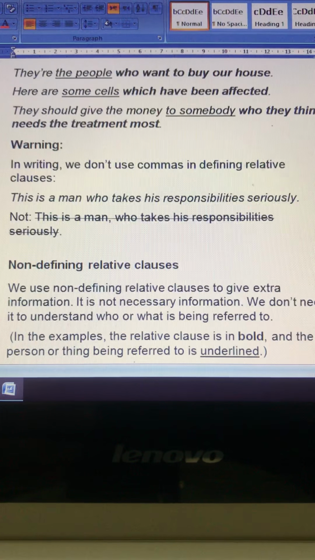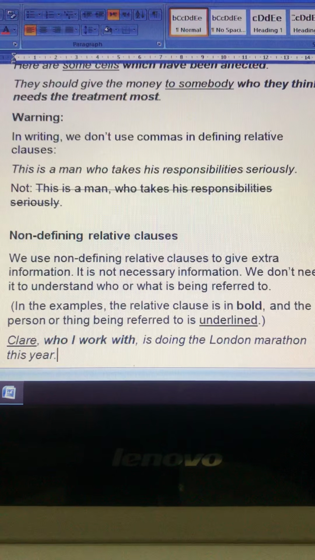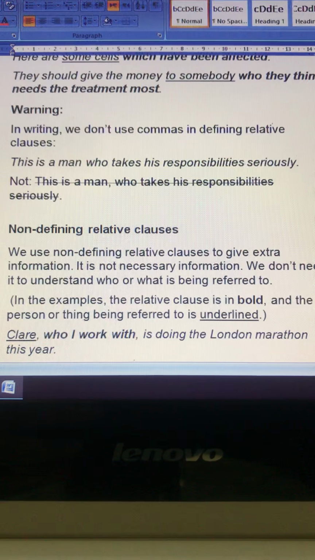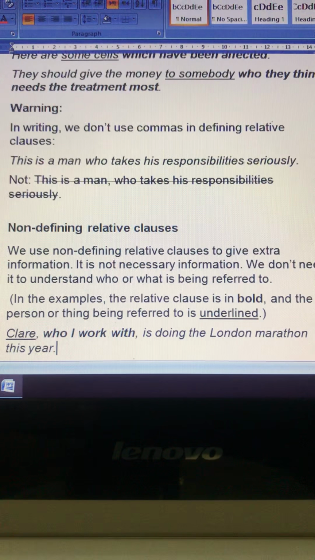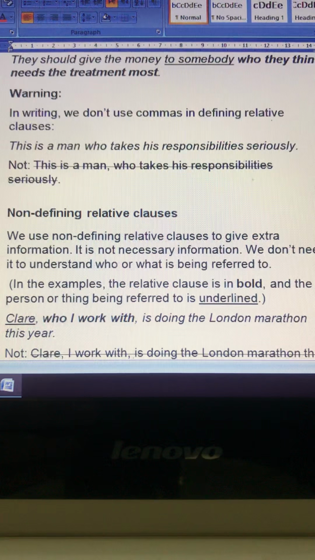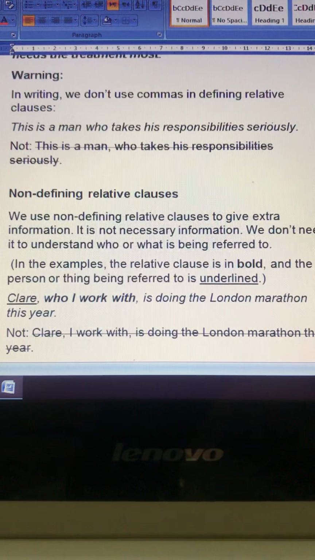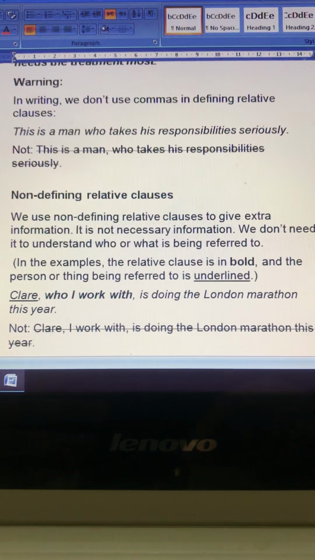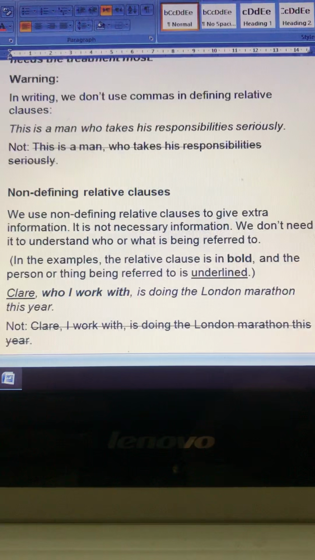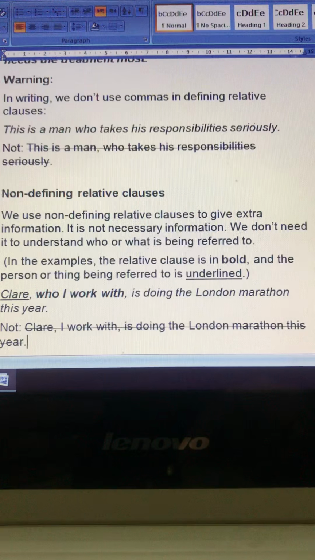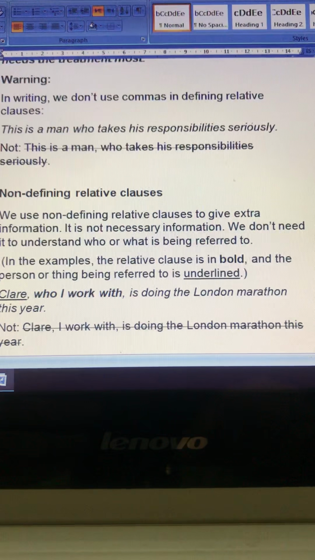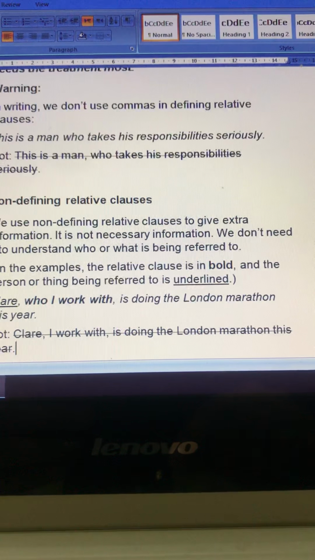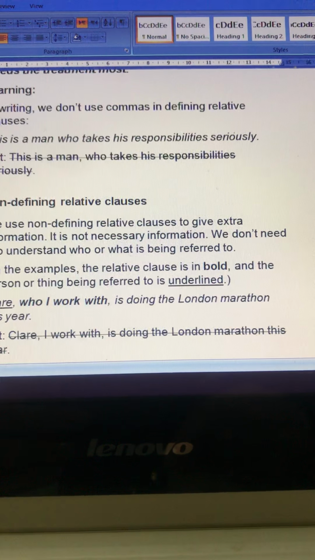The non-defining relative clause. We use it to give extra information, which means it's not necessary information. We don't need it to understand who or what is being referred to. For example, Claire, who I work with, is doing the London Marathon this year. Be careful with the commas, because here we have two. Claire, who I work with, is doing the London Marathon this year.